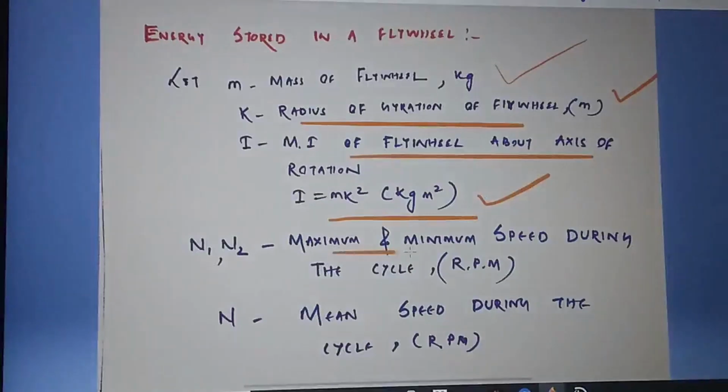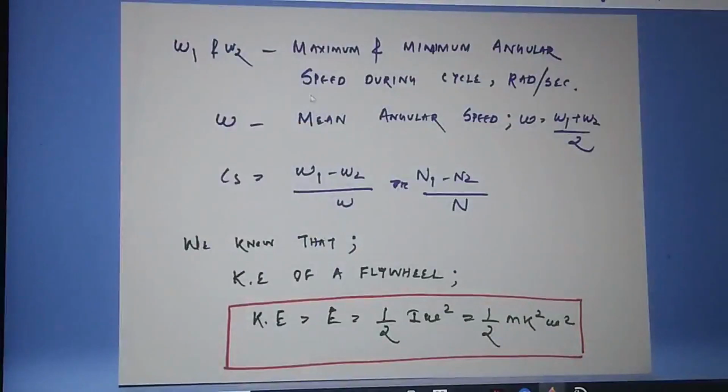N1 and N2 are the maximum and the minimum speed during the cycle, in rpm, and N is the mean speed during the cycle in rpm. Omega 1 and omega 2 are the maximum and the minimum angular speed, in radian per second, and omega is the mean angular speed, that is omega 1 plus omega 2 divided by 2.